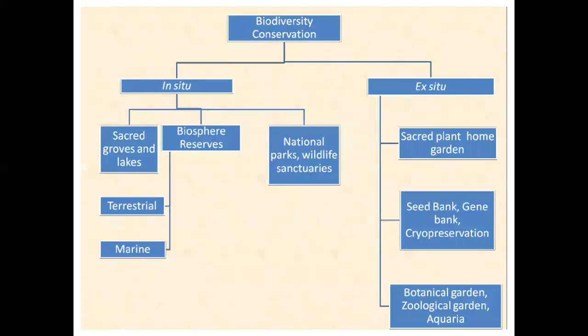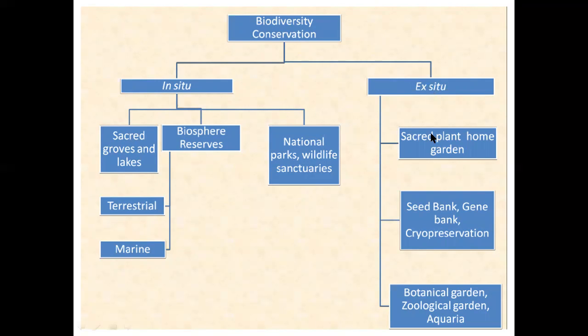In this graphical diagram, you can very easily understand the types of biodiversity conservation, that is in situ and ex situ. You can see easily in case of in situ, sacred groves and lakes come, biosphere reserves, rivers, national parks, wildlife sanctuaries, terrestrial and marine areas. These come in the in situ conservation, where you are saving them. It can be a plant, it can be any flower, it can be any type of animal.